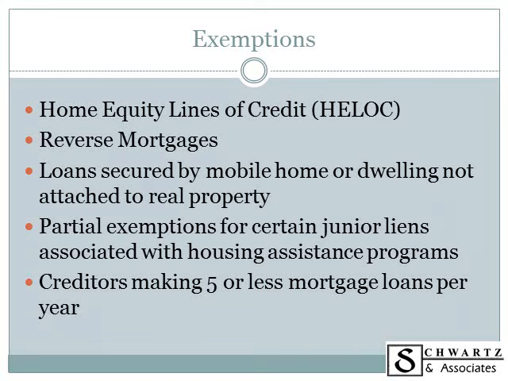The exceptions are home equity lines of credit, reverse mortgages, mobile home loans that are not attached to real property, certain housing assistance programs, junior liens on those, and finally creditors making 5 or fewer mortgage loans per year. So there's quite a few exceptions, and if you're doing any of these loan types or making 5 or fewer mortgages a year, then you will still use the old forms, which are the initial TIL, the GFE, the HUD-1, and the final TIL.